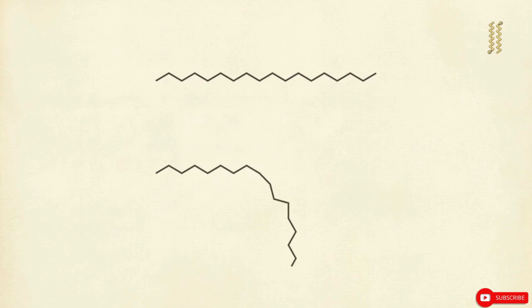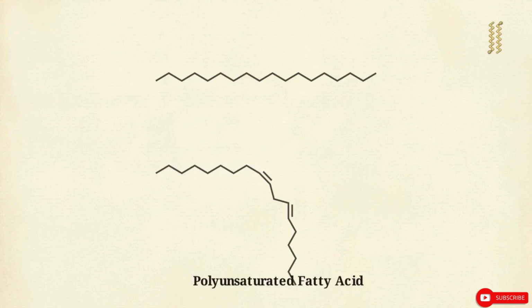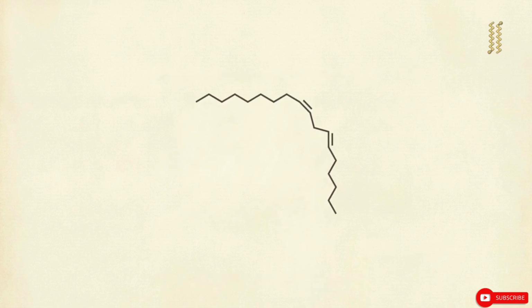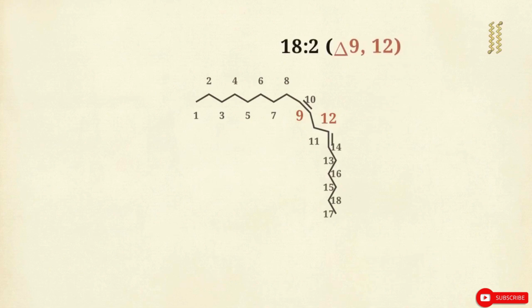The polyunsaturated fatty acid on the right behaves differently. Every double bond in the chain removes hydrogen atoms and introduces a severe, rigid kink into the molecular geometry, forcing the lipid tails apart. We map this geometry using a strict nomenclature. A designation like 18:2 delta 9,12 tells us the chain is exactly 18 carbons long and contains exactly 2 double bonds, located strictly between carbons 9 and 10 and carbons 12 and 13.